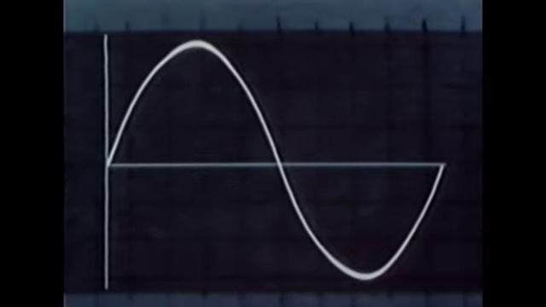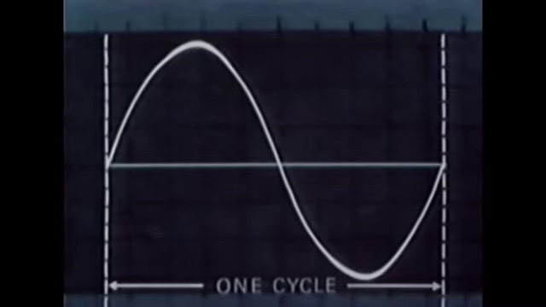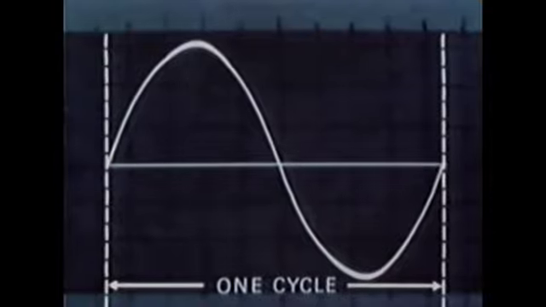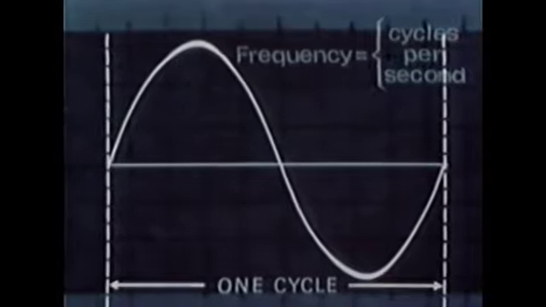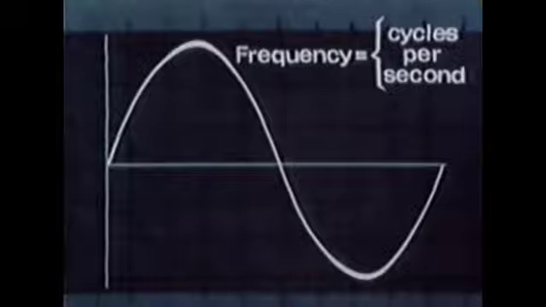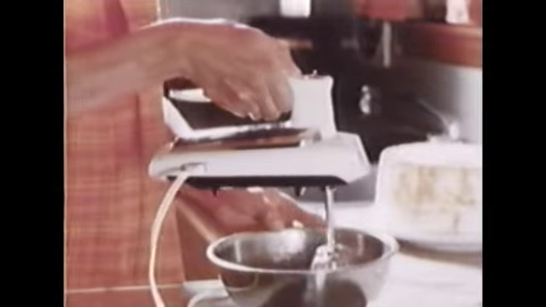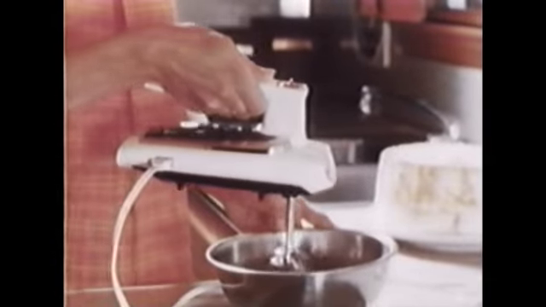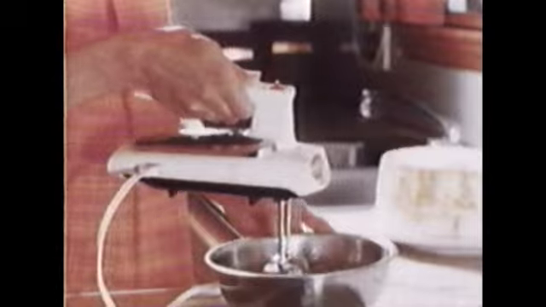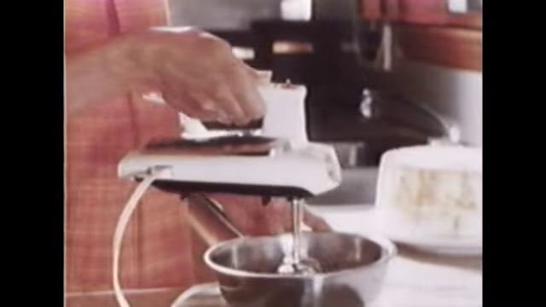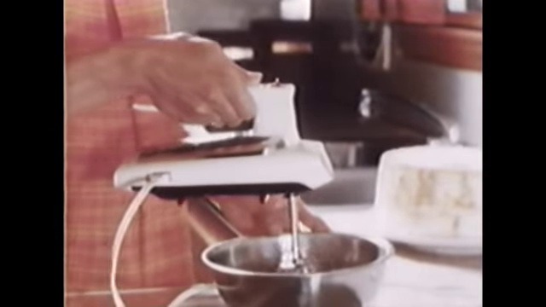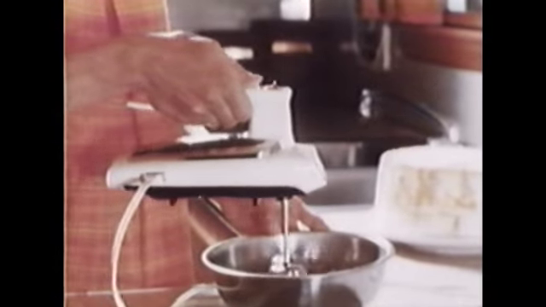A sine wave of 360 degrees is called a cycle, and we call the number of cycles per second the frequency of the voltage or current. The voltage and current in your home, for example, has a frequency of 60 cycles per second. This means the current in the circuit rises from 0 to its maximum positive voltage, back to 0, then to its maximum negative voltage, and back to 0, 60 times each second.